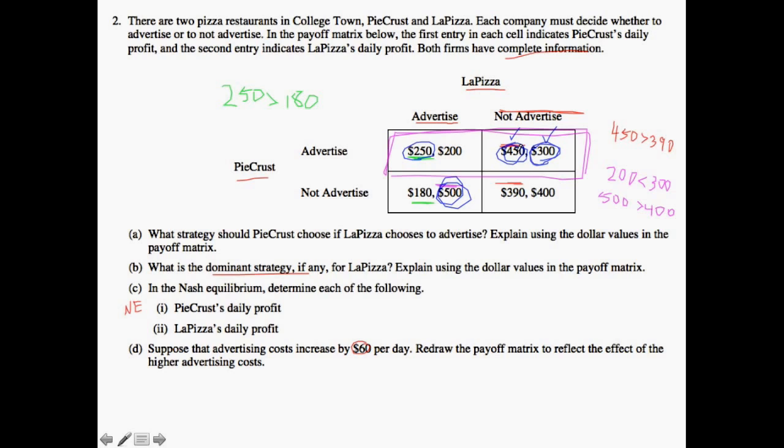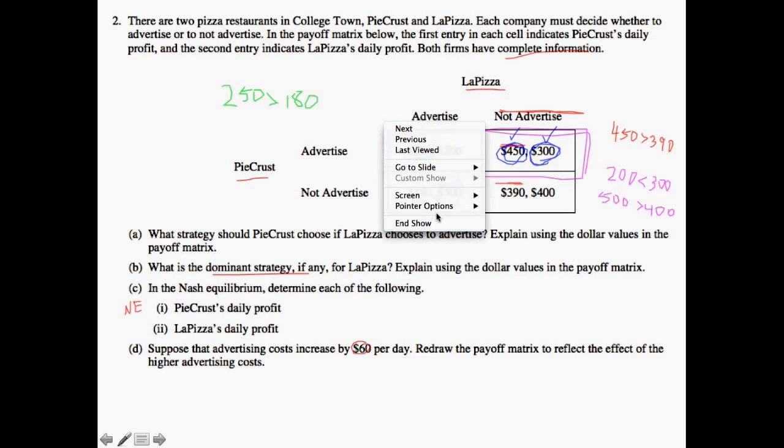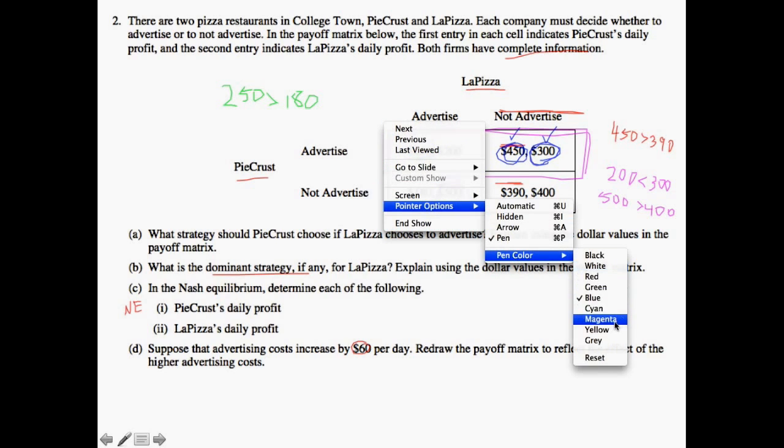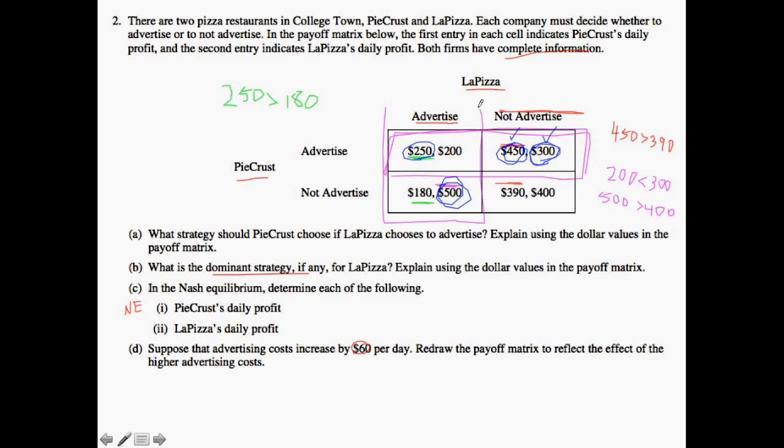So now that we've solved the game, let's go ahead and think about the respective questions. We pretty much already solved all these questions, so it'll be pretty simple. Part A is asking about what strategy Pie Crust would choose if La Pizza chooses to advertise. Well, we went over that. If La Pizza were to choose to advertise, we'd be looking at this particular side of the payoff matrix, and we found that player 1, or Pie Crust, would go with 250. So they would choose to advertise. And your explanation here would just be that 250 is greater than 150, so it's a higher payoff for Pie Crust in the advertise versus non-advertise situation.